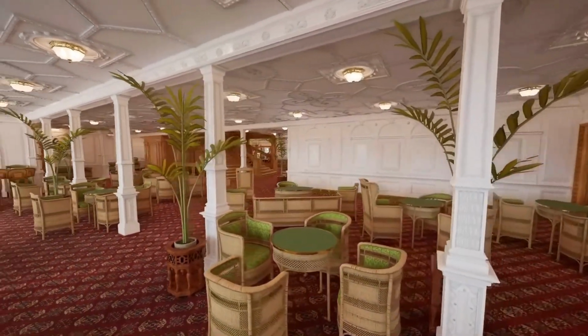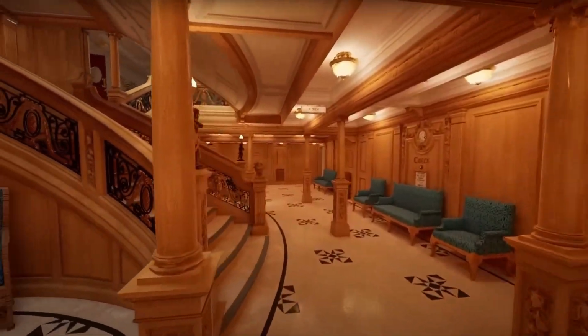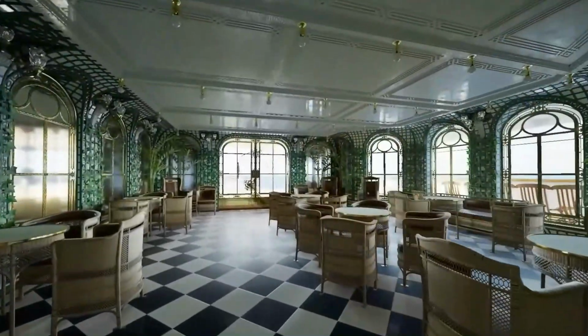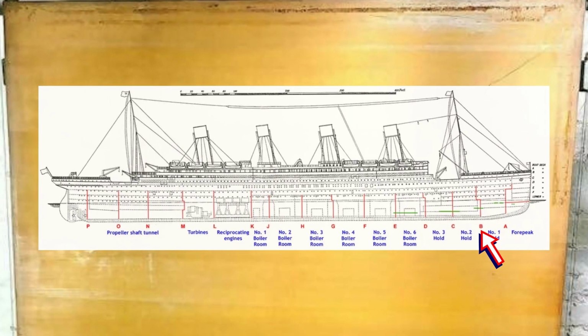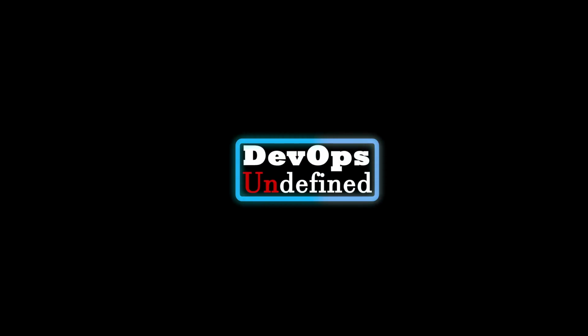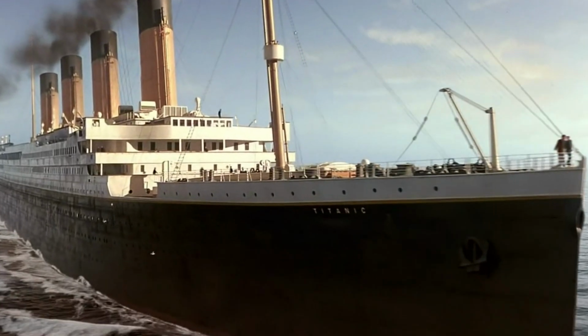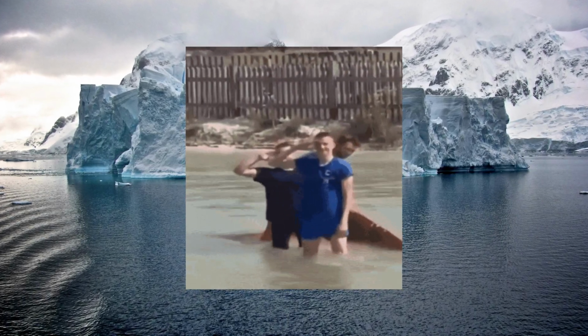It was a luxury passenger liner, and in 1912 everybody thought it could not sink because of its 16 watertight compartments. These compartments were designed to be quickly closed in case of an emergency. This is DevOps undefined, and together we will explore the failures in one of the biggest engineering wonders for its time, and learn how not to sink our own DevOps projects.